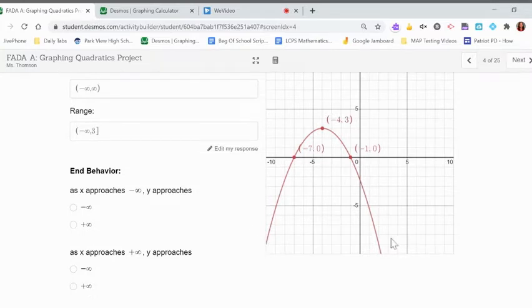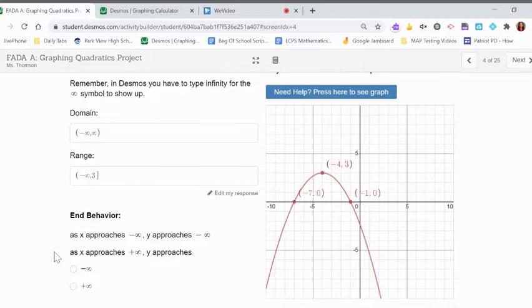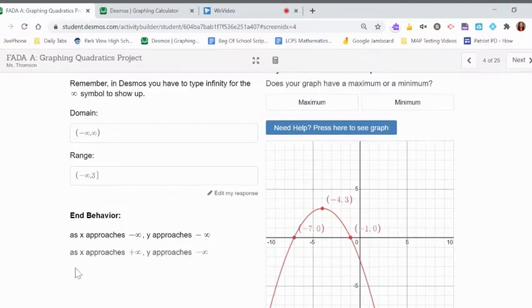If we look at the ends of our graph, both of them are pointing down. This is a fancy way of saying on the left side of the graph. So it's saying on the left side, what's happening, is it going down or up, and it's going down. This is a fancy way of saying on the right side of the graph. So on the right side of the graph, is it going down or up? It's going down. These two should always be the same for a quadratic. You're either both going down or they're both going up.